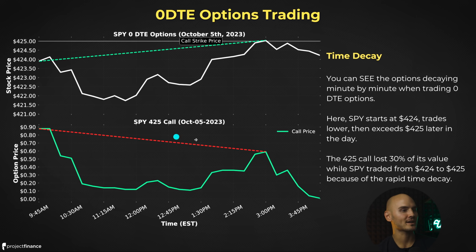So this call option lost 30% of its value over this period, even though SPY eventually did go up to 425 and increased from the initial entry point. So this is highlighting that if you buy 0 DTE options and they are not in the money, even if the stock price moves in your favor, if it's over the course of most of the trading day, most likely you are still going to lose money because these options decay so rapidly.